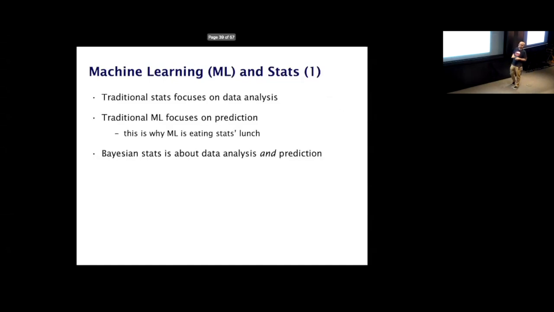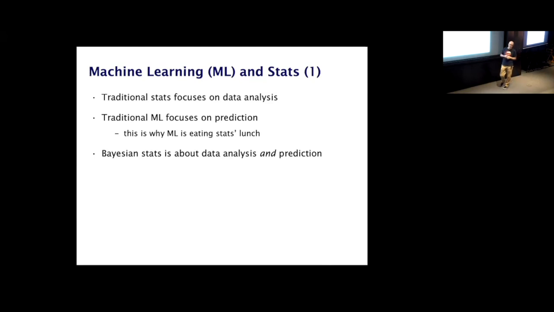Machine learning is much more difficult to characterize. Traditional stats focuses on data analysis, but machine learning focuses much more on prediction. And I think that's why machine learning is completely eating the lunch of traditional statistics, which typically doesn't do any prediction. They typically fit models, analyze data sets, and then declare success and go on to another data set. Whereas machine learning came along and said, we can actually do something with statistics: start making predictions.